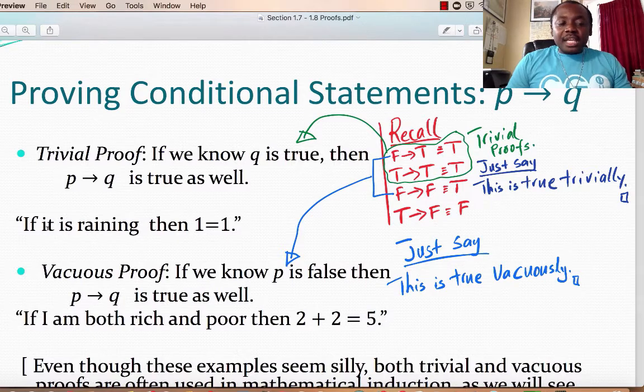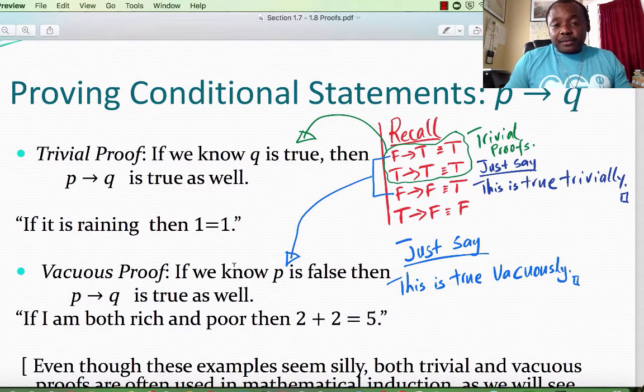For example, if it is raining, then 1 equals 1. We know that 1 equals 1. So whether it's raining or not, if I ask you to prove that, all you do is proof. The proof is trivial. End of proof. Or you simply say trivial proof.